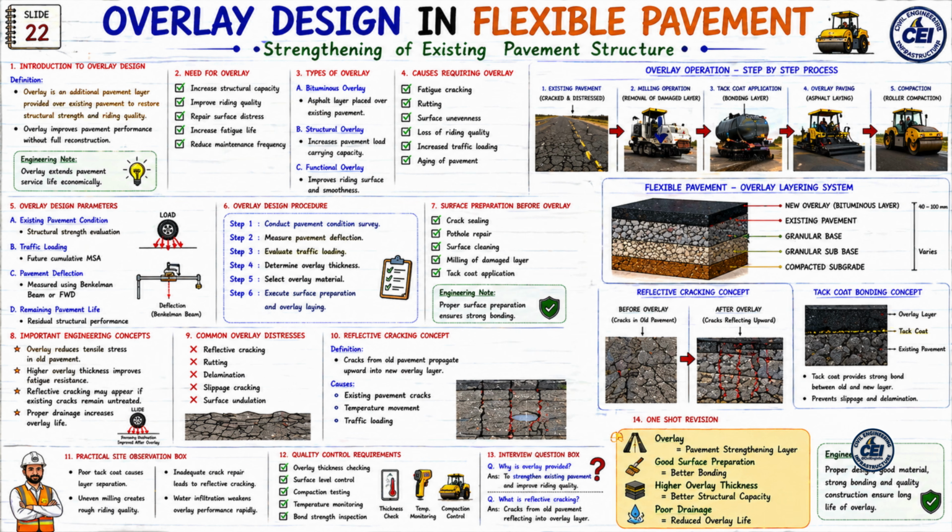Now let us look at the third topic. Three types of overlay. Here are the three major types of overlay. A. Bituminous overlay. Asphalt layer is provided over the existing pavement. B. Structural overlay. This increases the pavement load carrying capacity. C. Functional overlay. This improves the riding surface and smoothness. And the overlay type is selected according to the project condition.